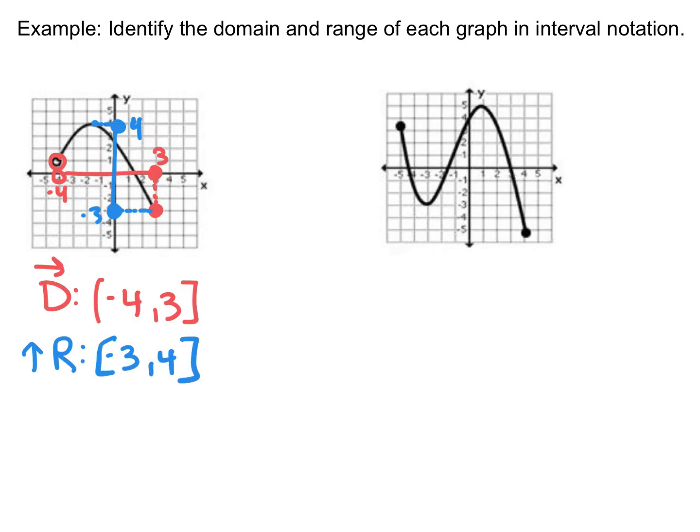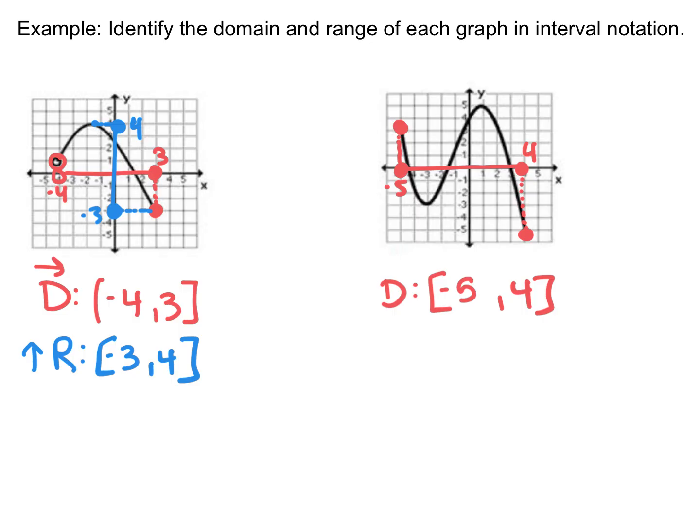For my next example, the furthest to the left it goes is this point right here, which is at -5. And since it's obviously closed, I'm going to use a bracket. And the furthest to the right it goes is this point right here. So I put a closed circle at 4. So it'd be from -5 to 4.